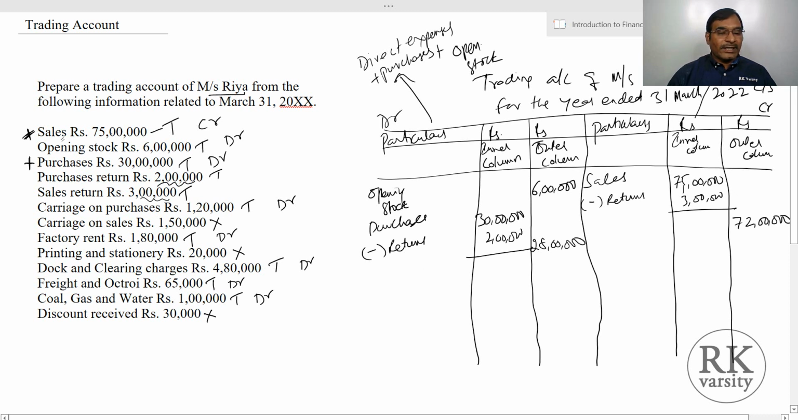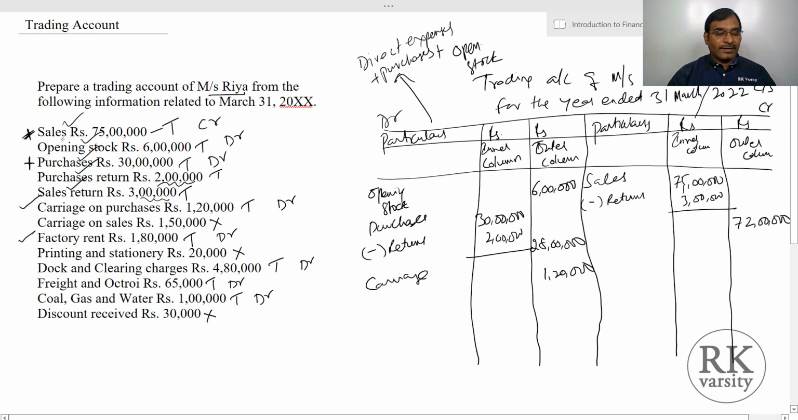Then you made an entry for your sales, opening stock, purchases, purchase returns, as well as the sales returns also. 5 entries have already been made. Next is carriage on purchases, debit side. So we can simply say that carriage, there is no adjustment here. So directly we take 1,20,000. This is also entered. Carriage on sales will not be entered.